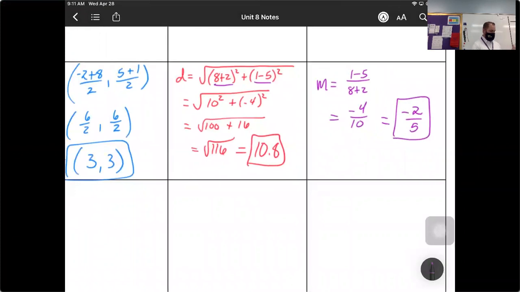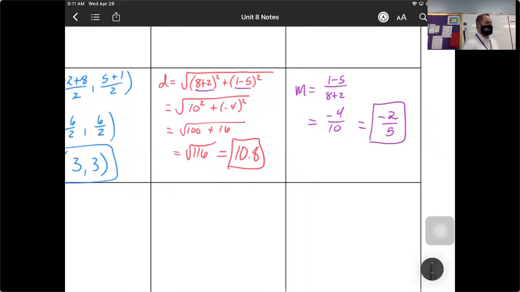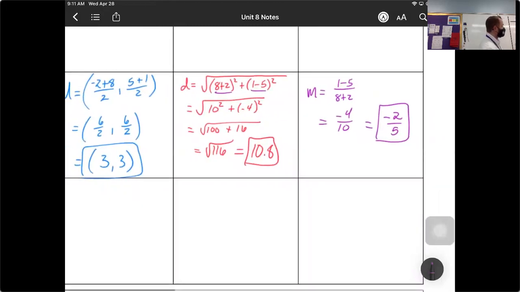Okay, so the difference of the x's is 10. They're 10 apart. Difference of the y's is 4 or -4. They're that far apart. But that negative does play a factor into our slope. Okay, the negative ends up going away on our distance formula because you're squaring it. But on the slope, it stays there. So your slope should be -2/5. Any questions?